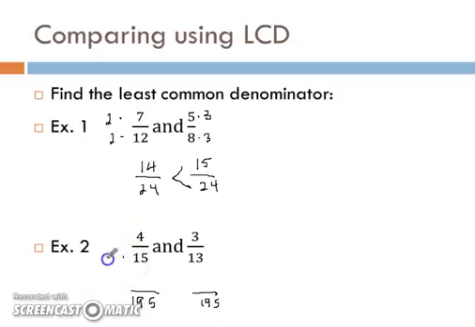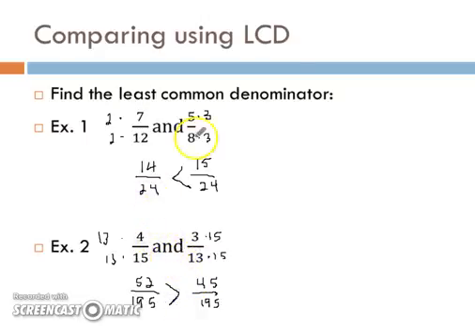And so we multiplied 15 by 13 to get 195. So 4 times 13 is 52. On our second fraction, 13 times 15 is how we got to 195. 3 times 15 is 45. 52 is larger than 45, so we'd put the greater than symbol in for that one.